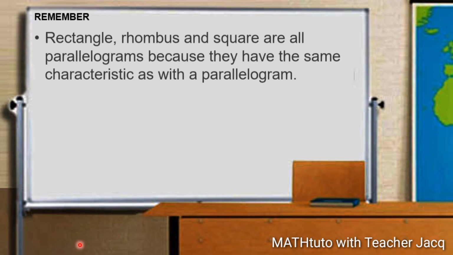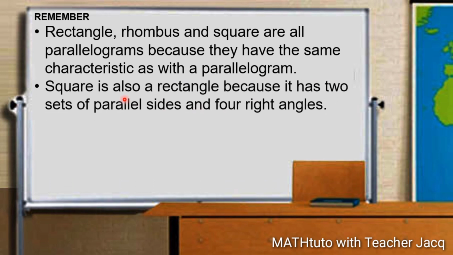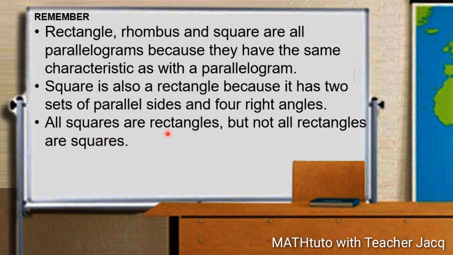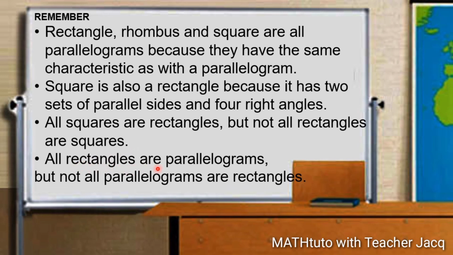Just always remember that a rectangle, rhombus, and square are all parallelograms because they have the same characteristic as a parallelogram. Square is also a rectangle because it has two sets of parallel sides and four right angles. All squares are rectangles, but not all rectangles are squares. And all rectangles are parallelograms, but not all parallelograms are rectangles.